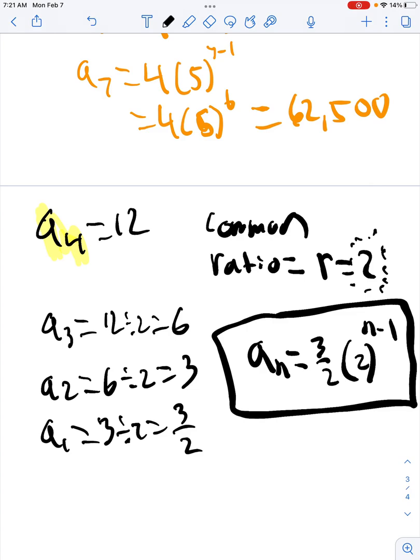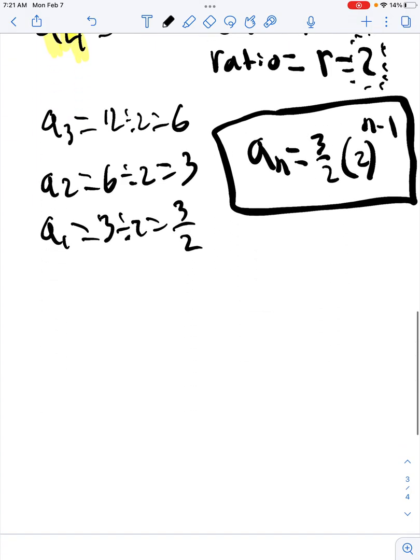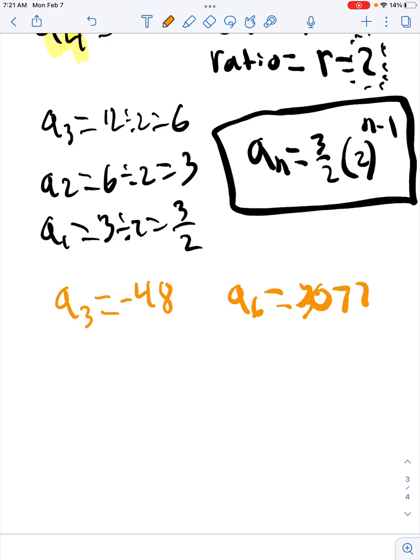Write a rule given 2 terms. So say I'm only given a few terms. I may have to do some math first before I can figure out what my r value is. So let's say that the information we're given is a sub 3 equals negative 48 and a sub 6 equals 3072.